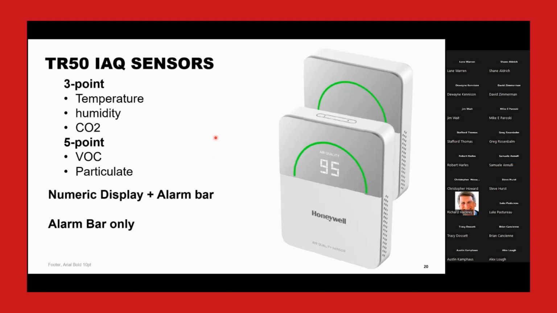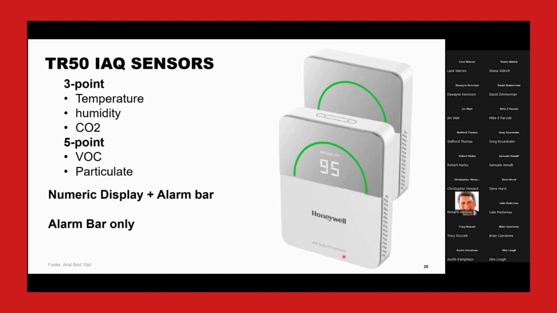So the TR50s are sensors only, they're not wall modules. Like the TR40, we have a variant that does temperature, humidity, and CO2, but we also have a 5-point variant, which will add volatile organic compound and particulate. We also have two flavors of display, the alarm bar only, or the alarm bar coupled with a numeric display, where the numeric display bars are somewhat configurable.